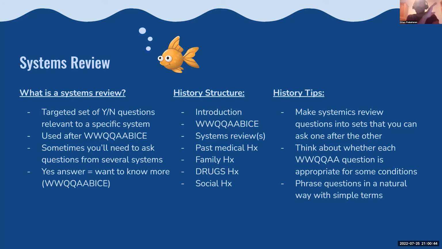So with your histories, I think there's a lot of questions in systems review, and there's a systems review for every system. So I like to group all the questions into sets. And if you can roll through your systems review questions, it makes your history so much easier to finish on time. It's also worthwhile just thinking about the way you phrase your history questions. If you yourself wouldn't understand that, then make it more simple, right? It's all about simple communication.